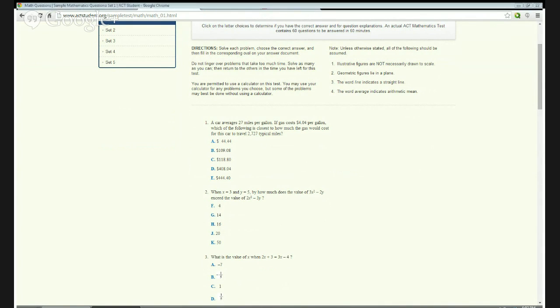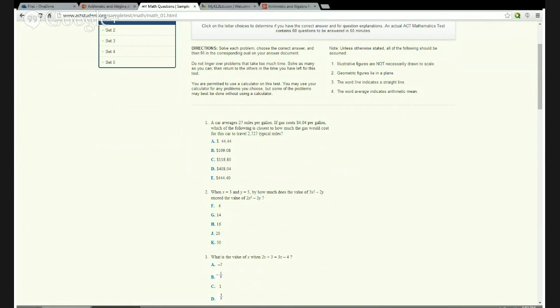So make sure you have your calculator that works, you know how to use it, and I would recommend using it on as many problems as you can. But again, there's going to be a few, you know, if it says something which is not a prime number, obviously you don't need a calculator for that. So there will be a few that you don't need your calculator.